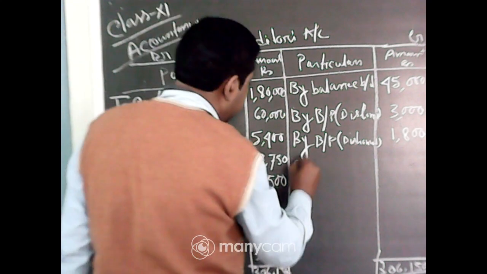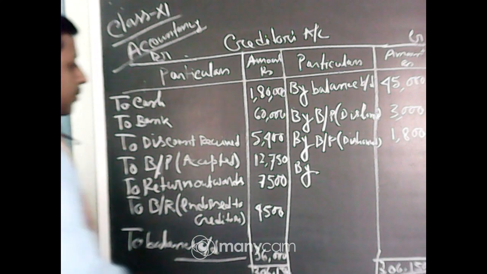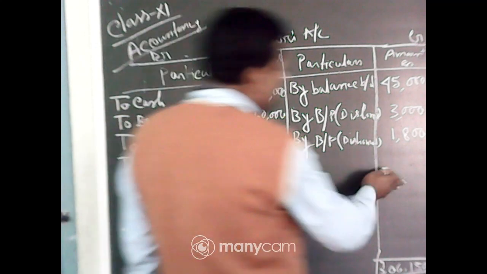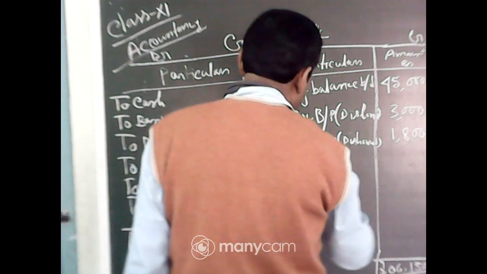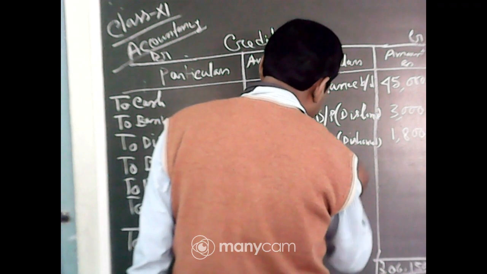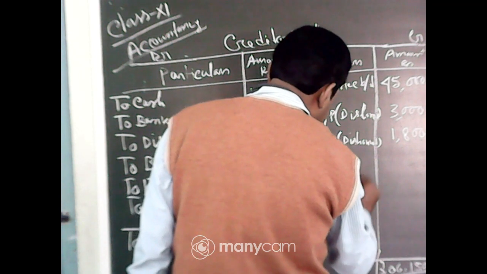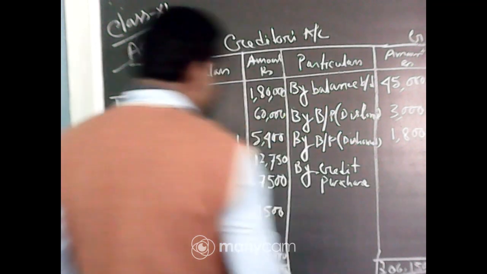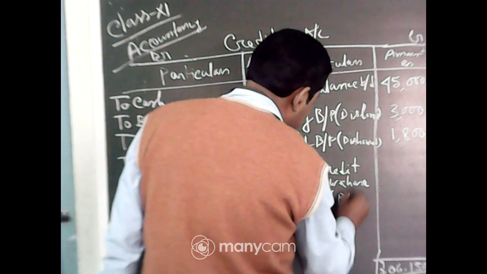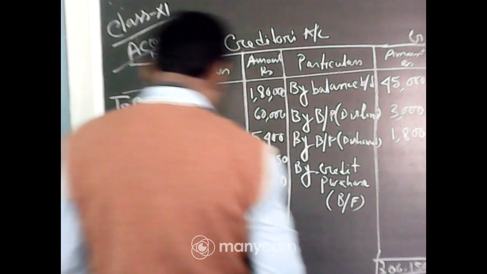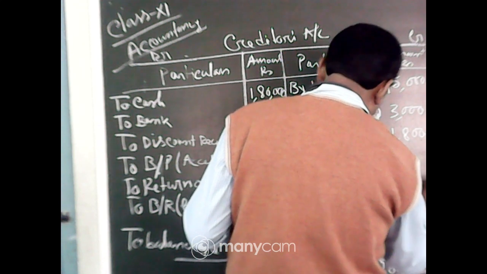Now what is the missing figure? Because closing balance is already given in the question, there will be something that will be missing. That is the credit purchase, by credit purchase, that is purchase account debit to creditors. By credit purchase, that is the balancing figure, and that will become 2,56,350.